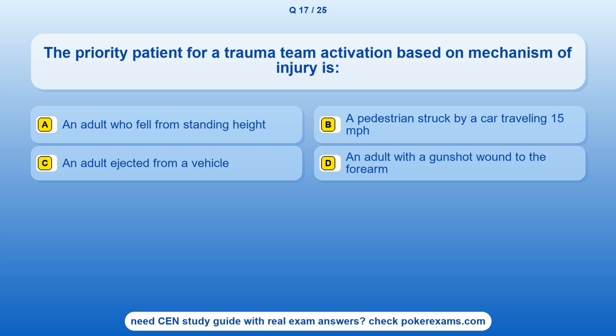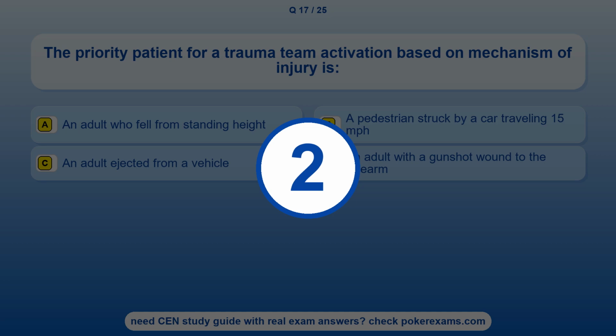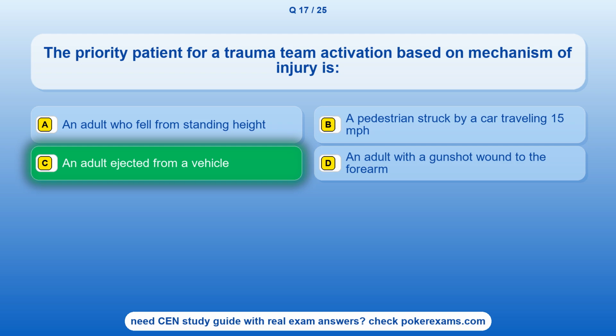Question 17. The priority patient for a trauma team activation based on mechanism of injury is option A. An adult who fell from standing height. Option B. A pedestrian struck by a car traveling 15 miles per hour. Option C. An adult ejected from a vehicle. Option D. An adult with a gunshot wound to the forearm. The correct answer is option C.